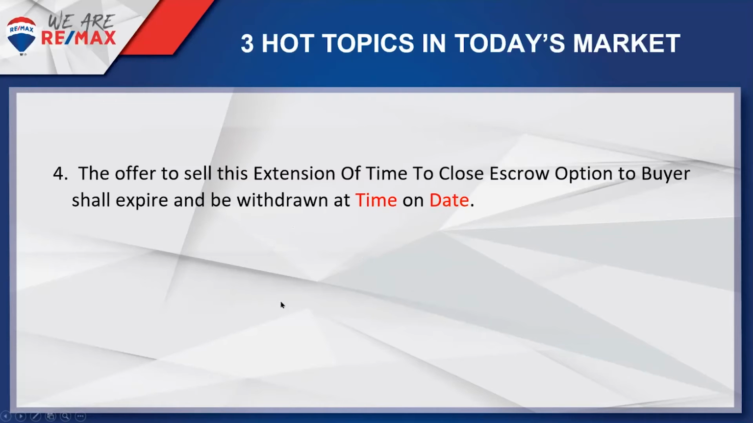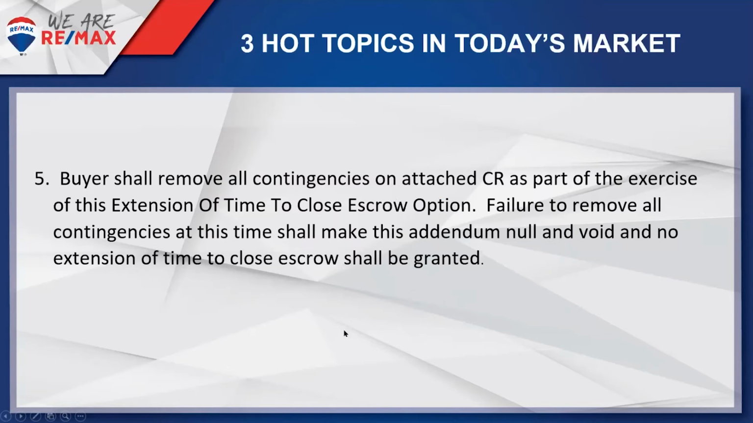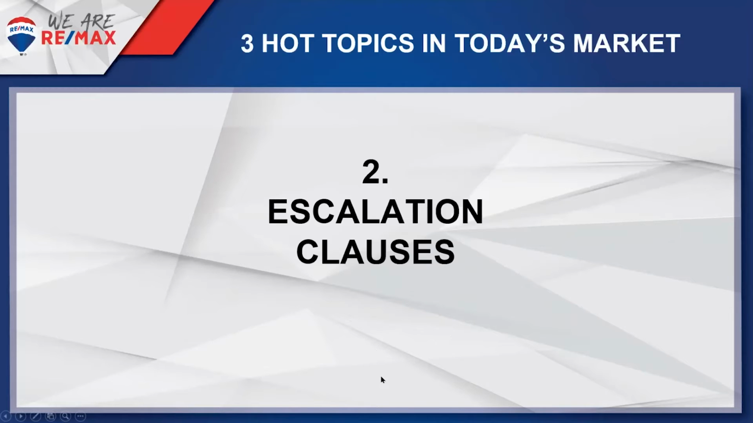This should be explained to the buyer before you deliver this to the buyer. The buyer's agent should sort of have an idea of what we're talking about here. If they have to read this, having never had a discussion about this, it's going to be a challenge. I've often volunteered and have done this for agents. I've talked to the other side to explain to them exactly what we're doing here. The buyer shall remove all contingencies and attach CR as part of this exercise of this extension of time option. Failure to remove all contingencies at this time shall make this addendum null and void. All right. So that is the option to extend escrow addendum.